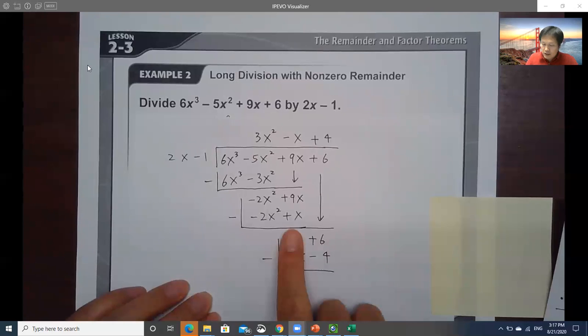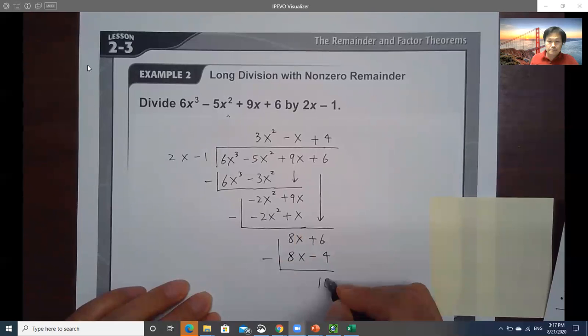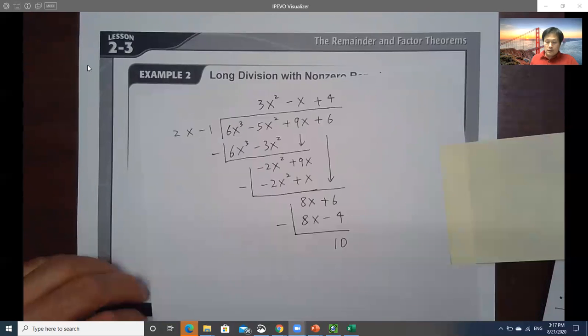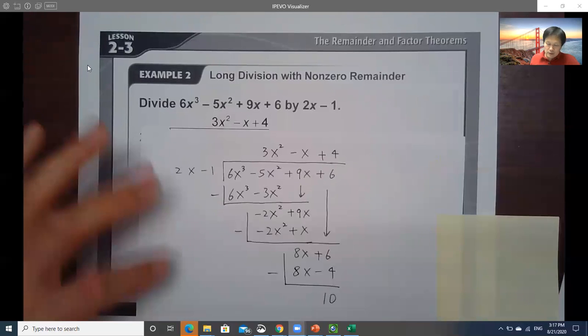8x minus 4. Put L shape there, subtracting it. 8 minus 8 cancels out. Okay, double minus, be careful. 6 minus 4, that's 6 plus 4, which is 10. Okay, that is division.